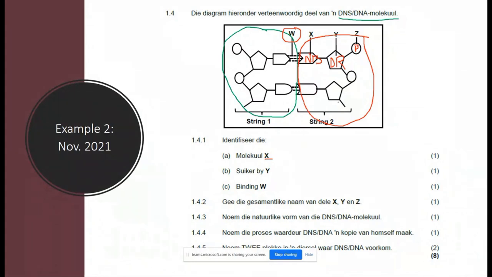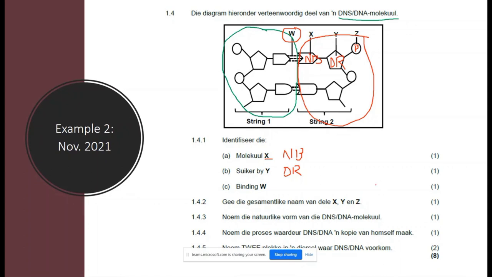What is the sugar at Y? Because it's DNA, what is the sugar? My sugar must be deoxyribose. So that would be a nitrogen base or a nitrogenous base. That would be, and please do not use abbreviations as I'm doing here, deoxyribose. And the bond at W would be my weak hydrogen bond. And once again, apologies to teachers. I will send you the slide tomorrow on page 7 with the correct answer.